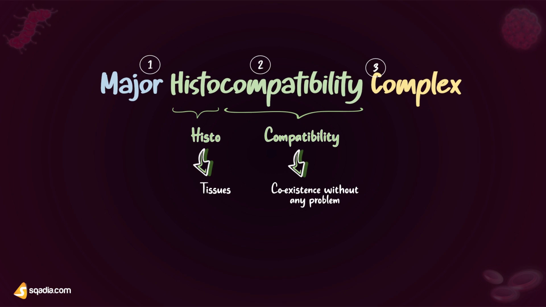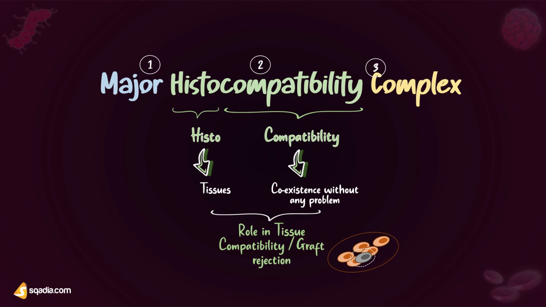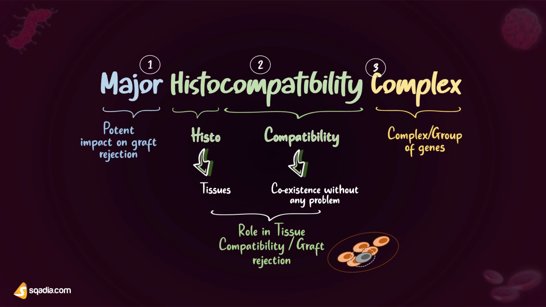And this term is applied to the MHC to describe their role in graft rejection or in tissue transplantation, as it has the ability to distinguish between self and non-self cells of the body. Also, this MHC was first identified by its potent or major effect on the transplanted tissues by the immune system, hence termed major. And lastly, it is a complex of genes. That's why it got the term complex in its name.